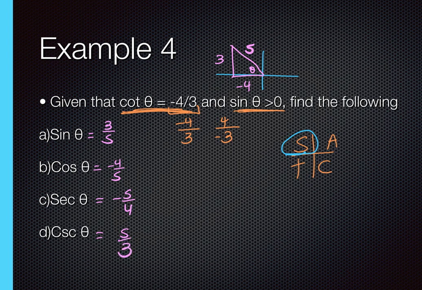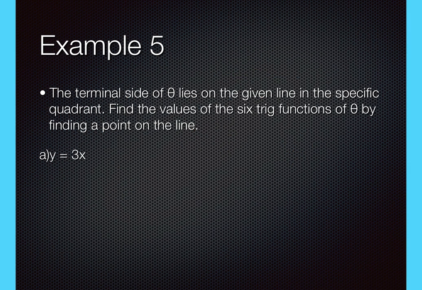So they have to give you enough information for you to know which part of that is negative. If it's sine or cosine, then the top has to be negative because the bottom is the hypotenuse, and the hypotenuse is always positive. But if it's cotangent or tangent, you'd have to know which part is positive and which part is negative. Still good? Okay.